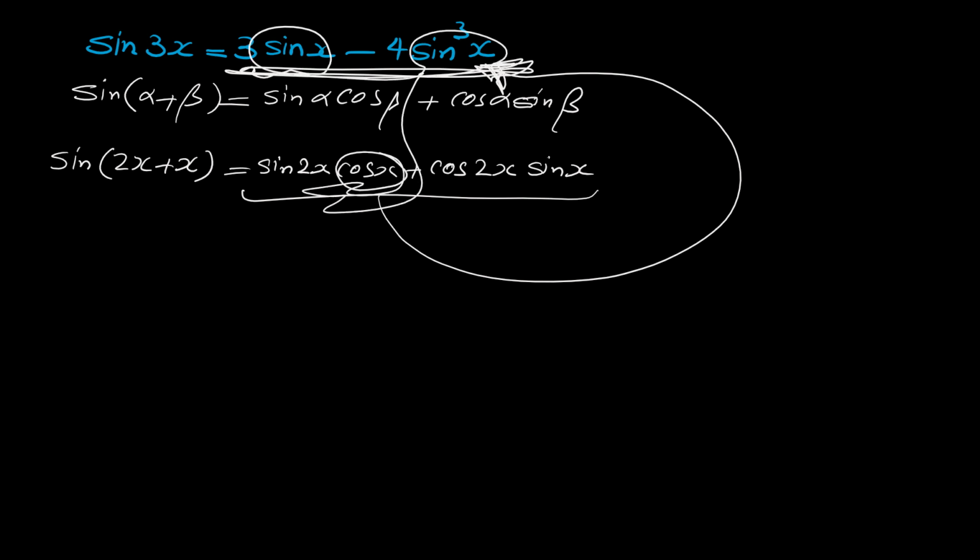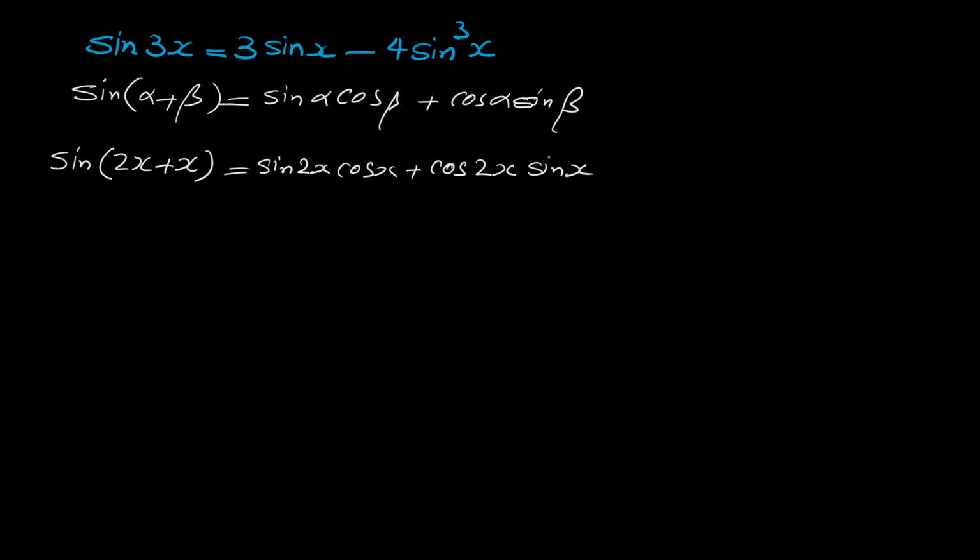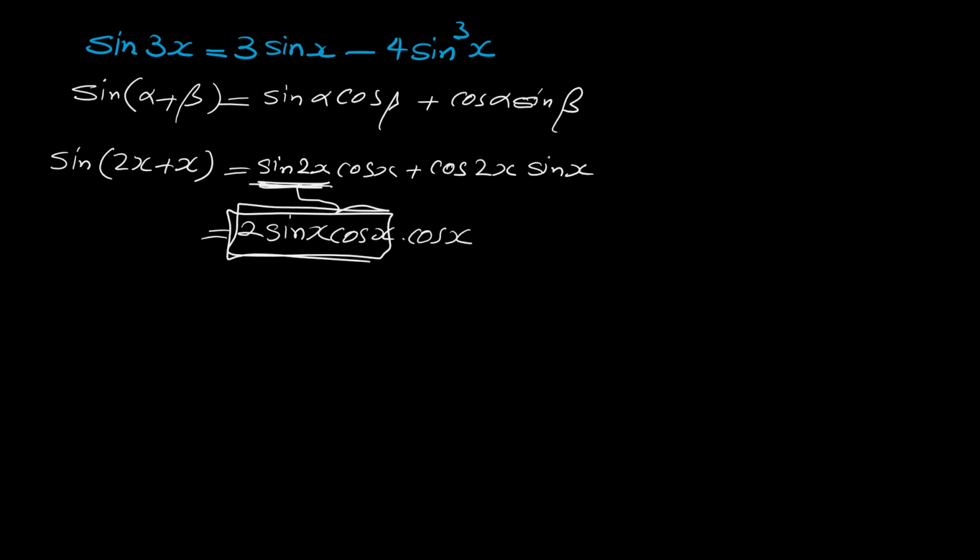So we have to get rid of this cosine of 2x. And also, we have to write this sine of 2x in terms of sine x and cosine x, because we don't want to have sine of 2x on the other side. We want to have only x. Based on the double angle identity, sine of 2x is 2 sine x cosine x, multiplied by the cosine x that we have here. So we substitute sine of 2x with 2 sine x cosine x.